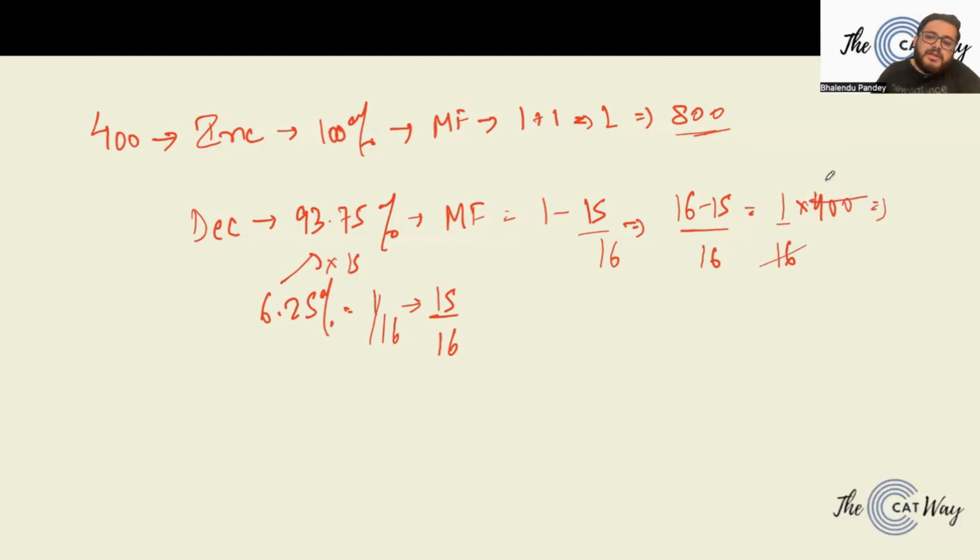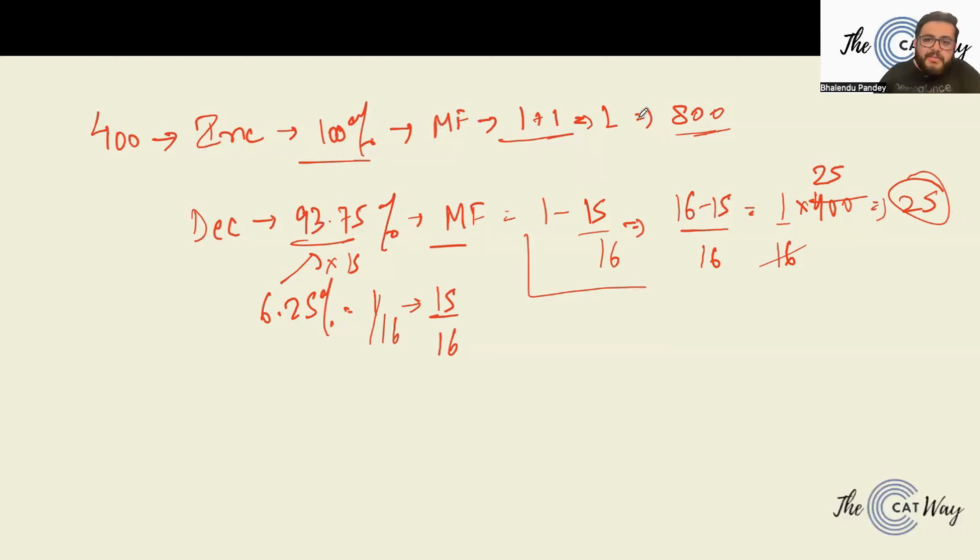This goes how many times? This goes your 2 times. You are left with 85. 25 is your final value. Right? So when there is an increase, my multiplying factor is 1 plus fraction. When there is a decrease, my multiplying factor is 1 minus fraction.